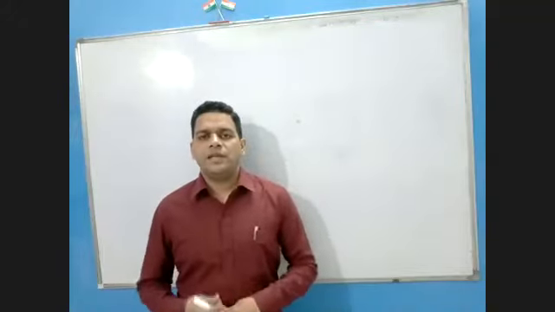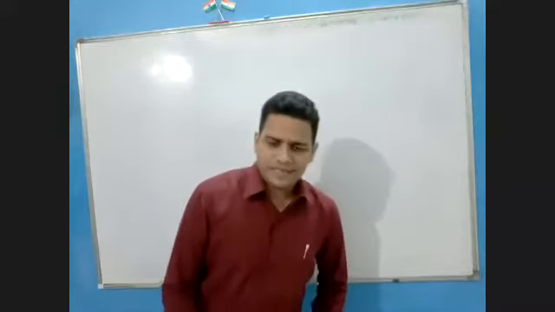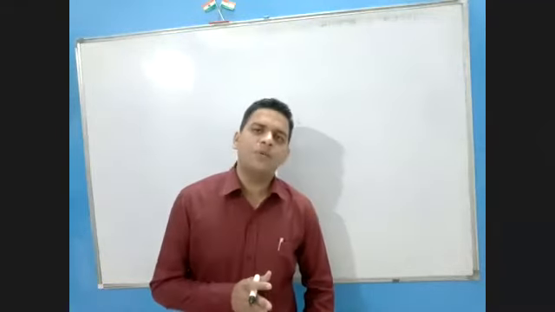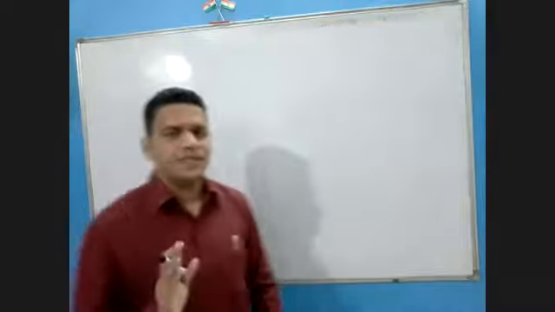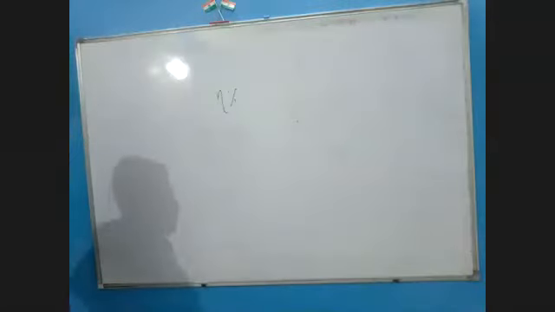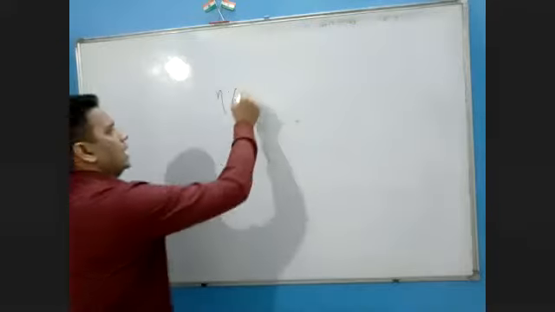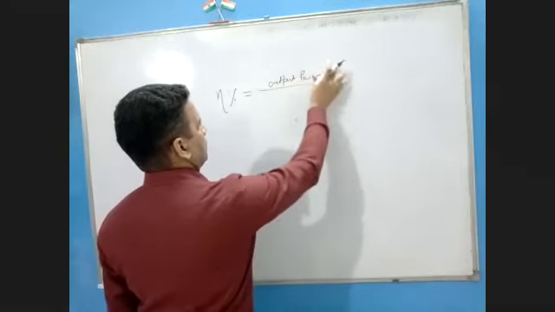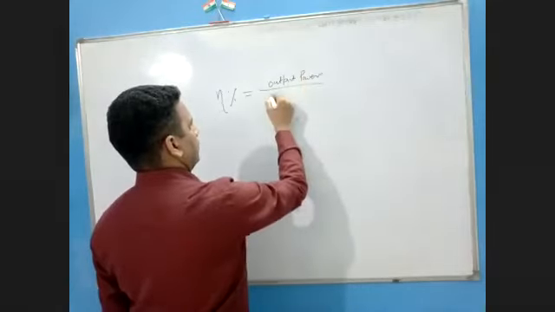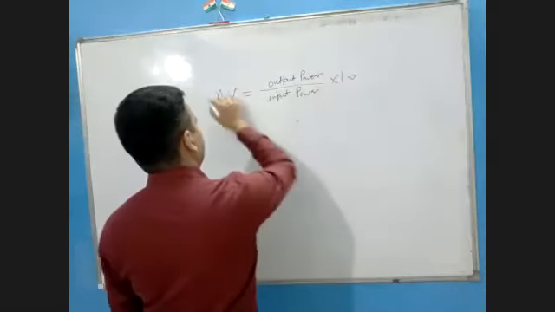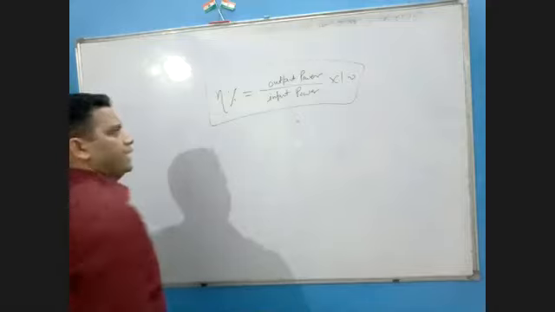Now write the efficiency of transformer. Efficiency for any system is given as the output at the cost of input. It is denoted by eta, efficiency in percentage. Efficiency in percentage is given as output power upon input power into 100. This is called efficiency of transformer.